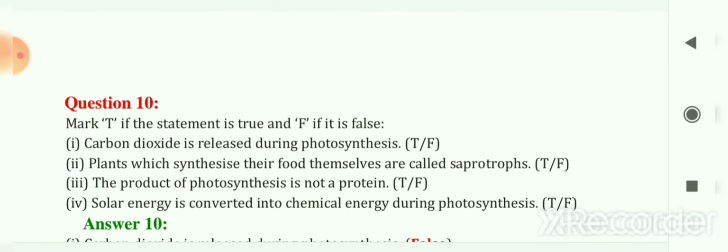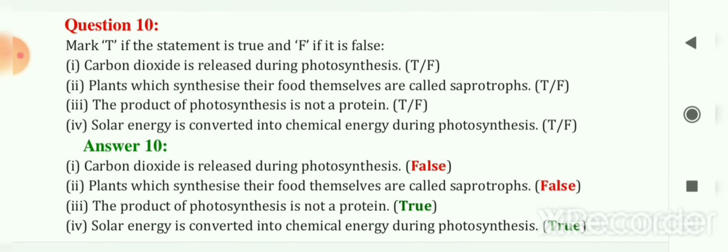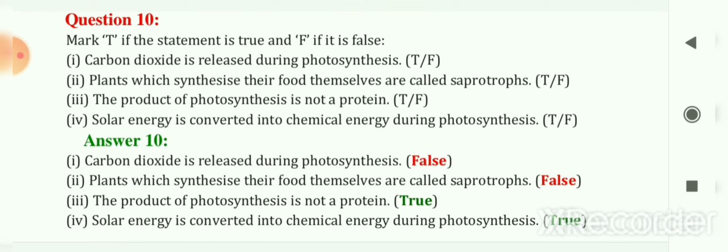The next question is true false. Mark T if this statement is true and F if this statement is false. So first statement is carbon dioxide is released during the photosynthesis. So it's false. Oxygen is released during the photosynthesis and carbon dioxide is absorbed by the plants. The next is plants which synthesize their food themselves are called saprotrophs. So the answer is false. These plants are known as the autotrophs.